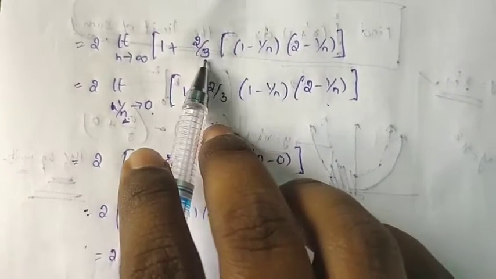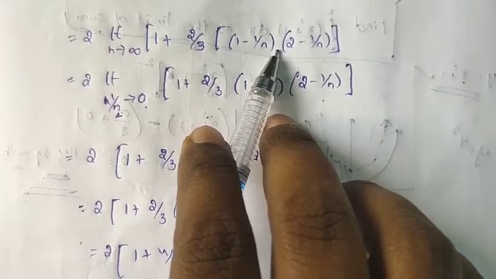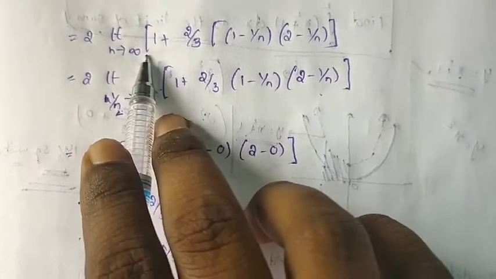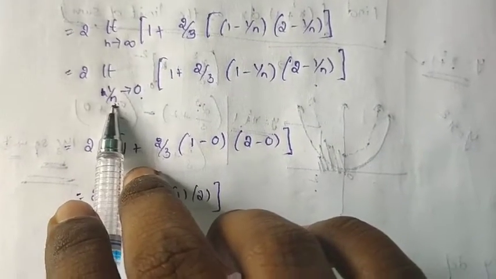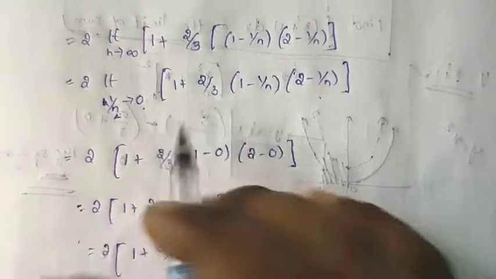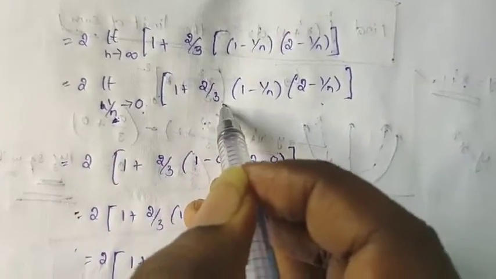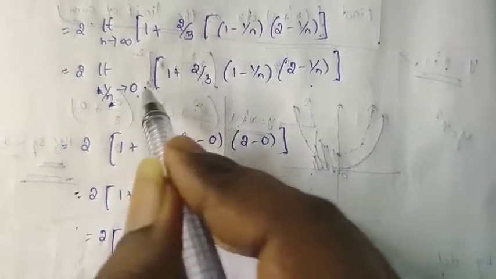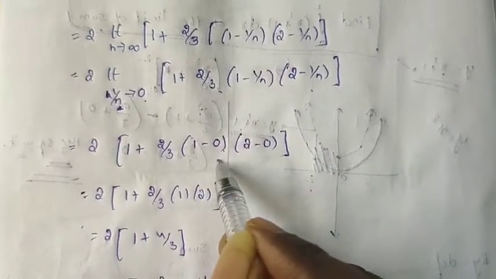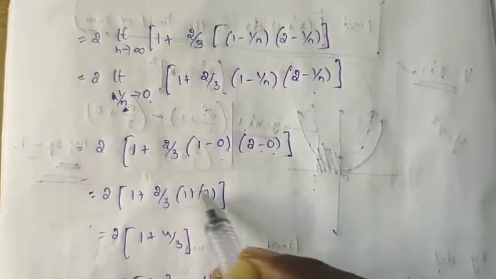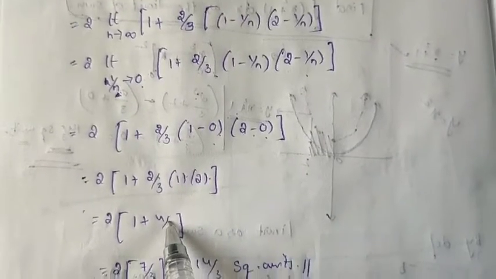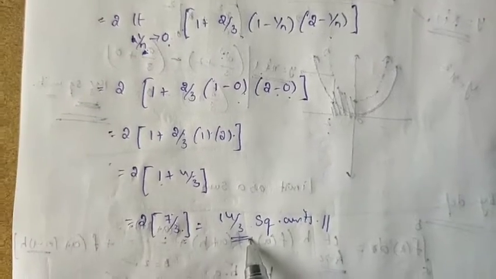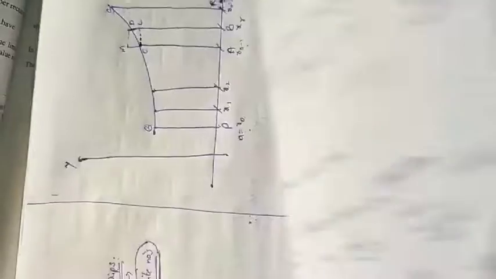Now 2 into limit n tends to infinity of 1 plus 2 by 3 into 1 minus 1 by n into 2 minus 1 by n. Now n tends to infinity, right? So 1 by n tends to 0. So write 1 by n value 0. 1 minus 0, 2 minus 0. 1 into 2 is 2, 2 into 2 is 4 by 3. So now 1 plus 4 by 3 is nothing but 7 by 3. 2 into 7 by 3 is 14 by 3 square units.